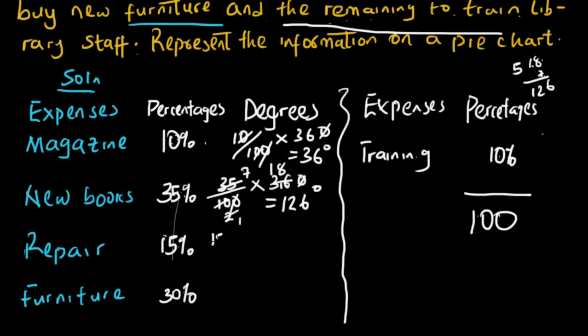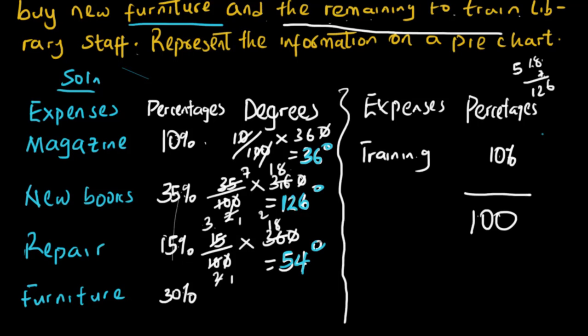Do you understand? Let's do the next one. 15 over 100 times 360. 0 cancel 0. 5 in 15 is 3. 5 in 10 is 2. 2 here 1. 2 in 36 is 18. So we have 3 times 18. 3 times 8 is 24. 4 carry 2. 3 times 1 is 3 plus 2 is 5. So we have 54 degrees. Now let me write this in blue so that we can see it very well. So we have 36 degrees. We have 126 degrees. We have 54 degrees.